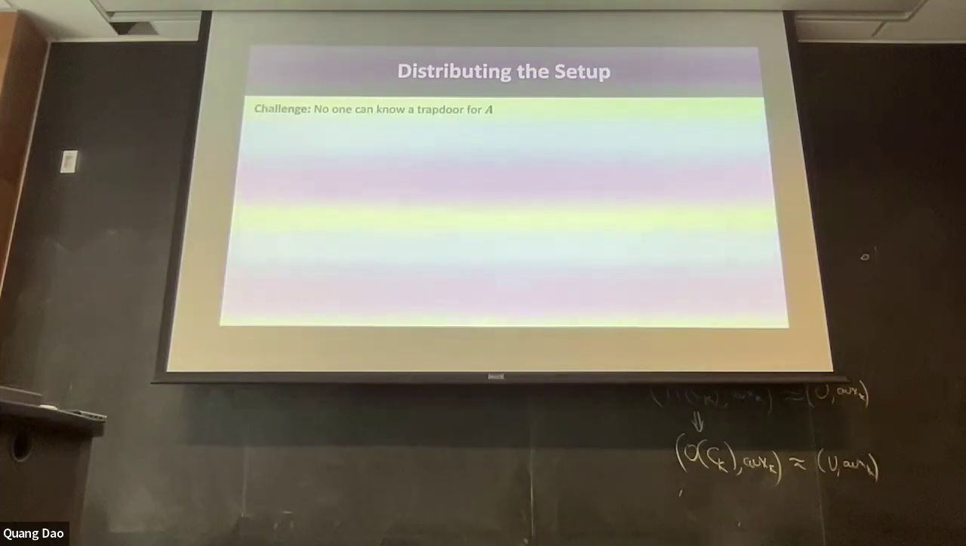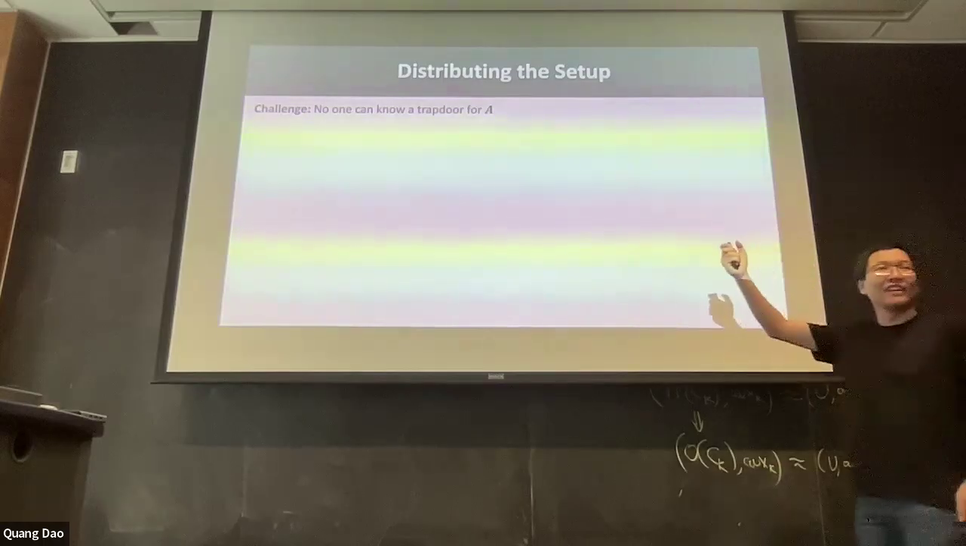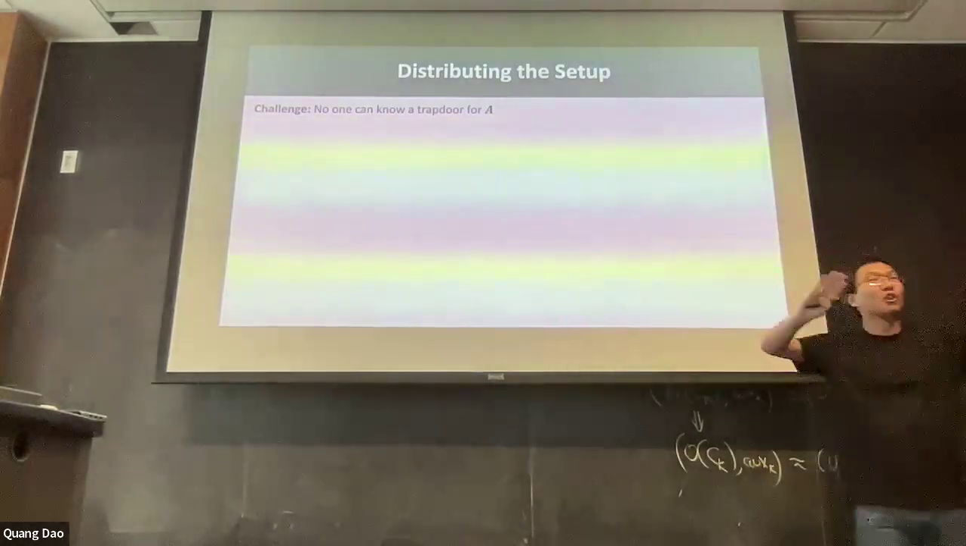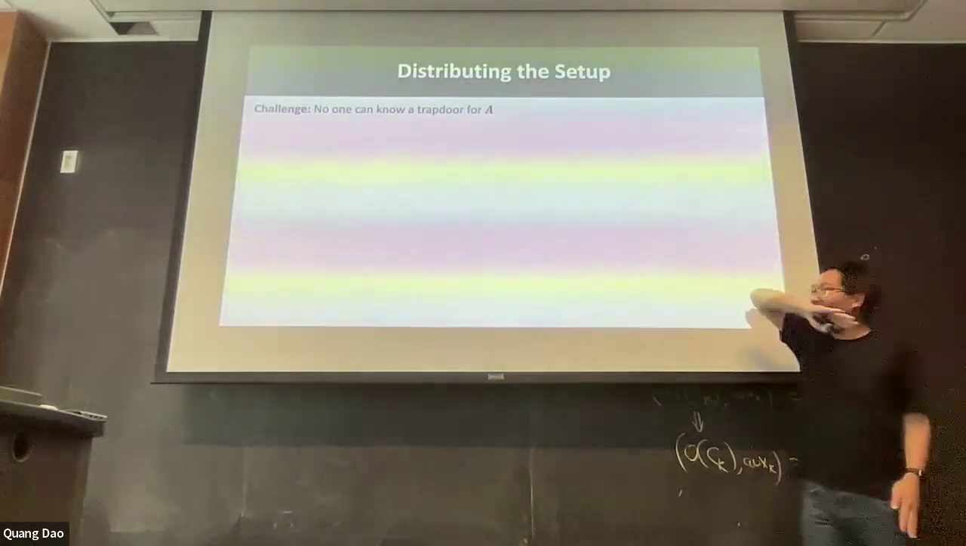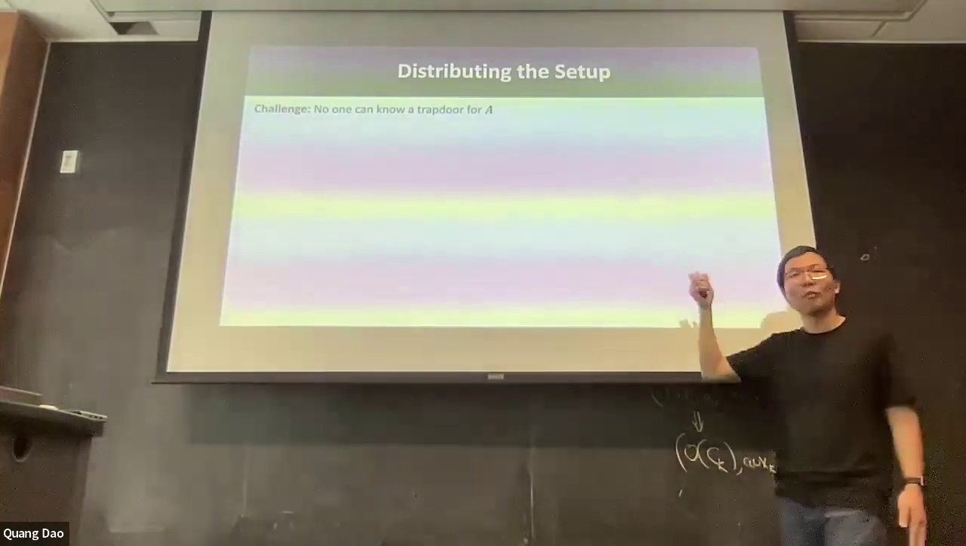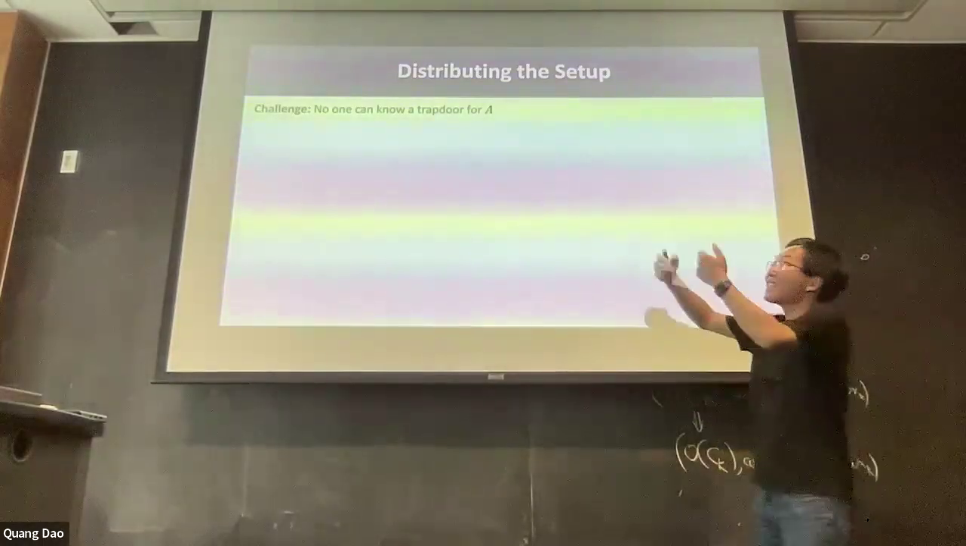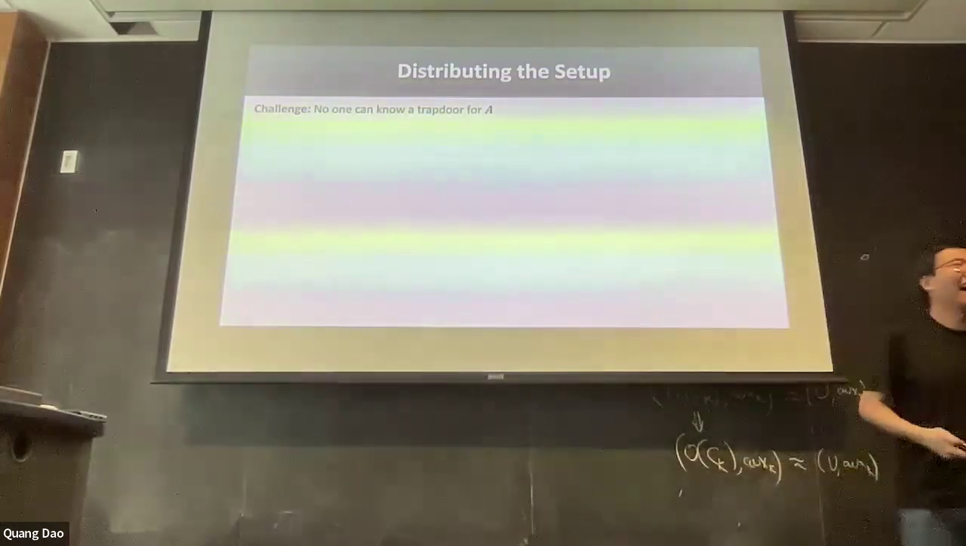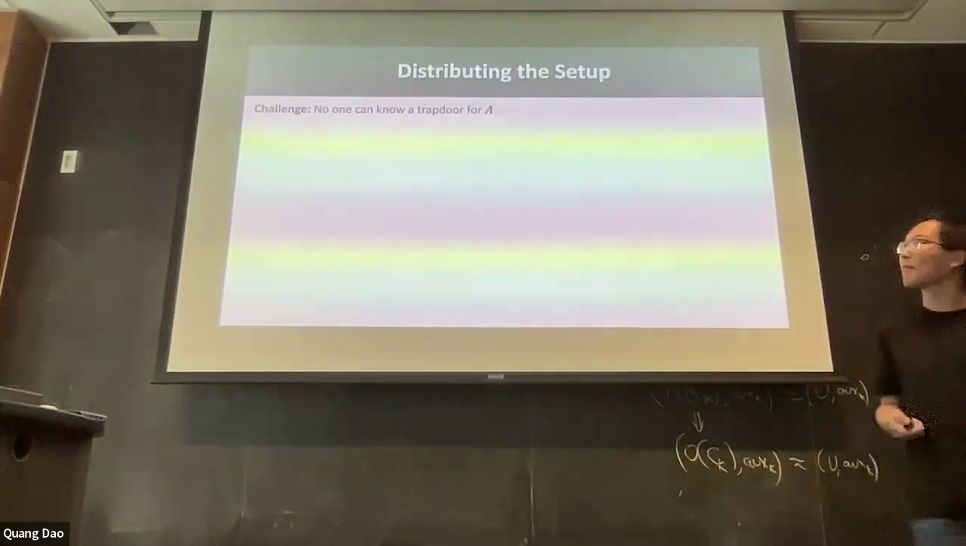So let's talk about the challenges for distributing this, right? I don't want anyone to know a trapdoor for A, right? So I want this construction, but now there's no trapdoors because I want to distribute a broadcast encryption where there are no long-term secrets, right? So nobody should know a trapdoor for A. And yet I still need a way to generate these decryption components.